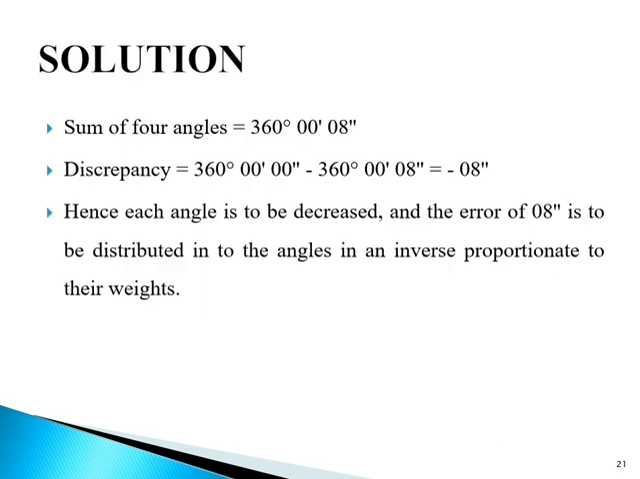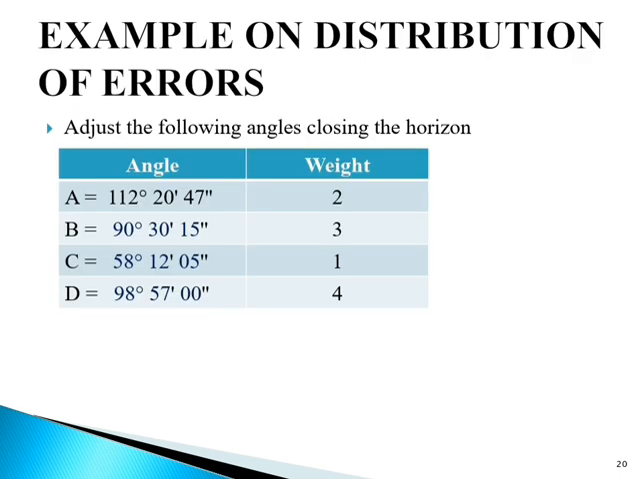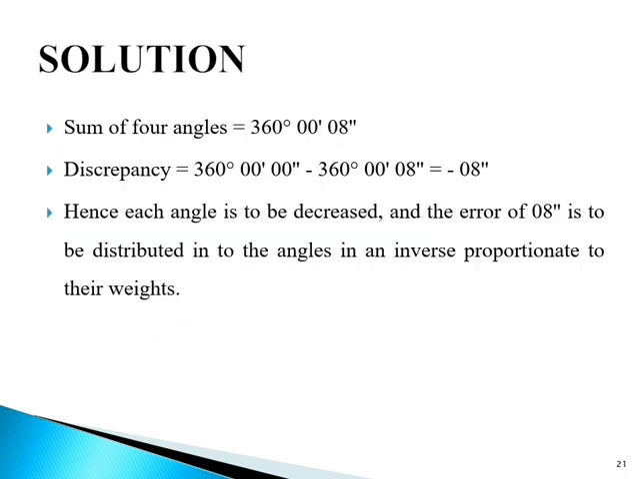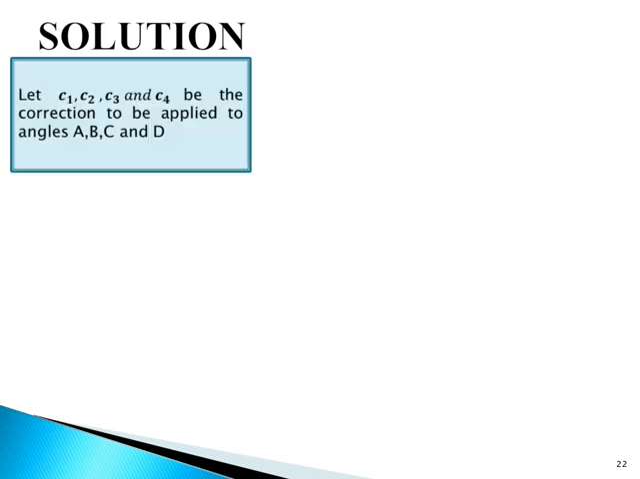So let's see the solution. Summation of all these 4 angles will be 360 degree 0 minute and 08 second. So discrepancy will be 360 minus the sum of 4 angles. So 360 degree 0 minute 0 second minus 360 degree 0 minute 08 seconds. So our answer will be minus 8 seconds. So hence each angle is to be decreased and the error of 8 seconds is to be distributed into the angles inversely proportional to their weights. So let's see its solution.